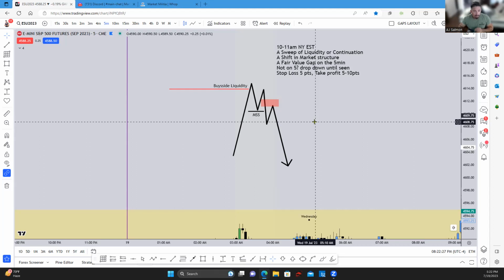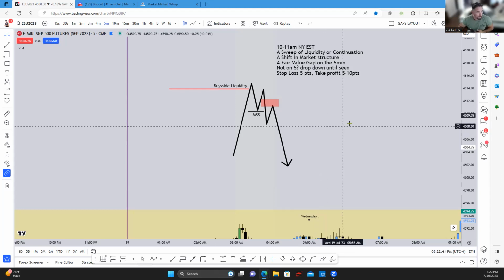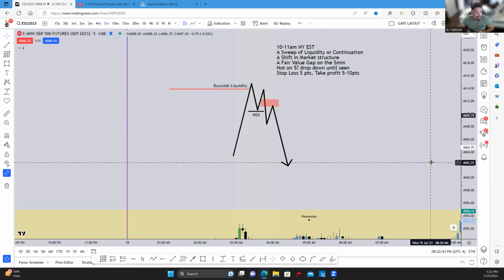The minimum goal you should shoot for when trying to get consistent at this strategy is going to be 15 points a week. So that's 3 trades at 5 points. And then you can start to build up your confidence and consistency over time. So let's get into today's example.